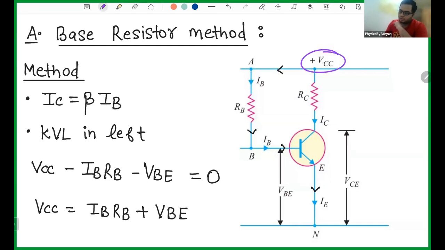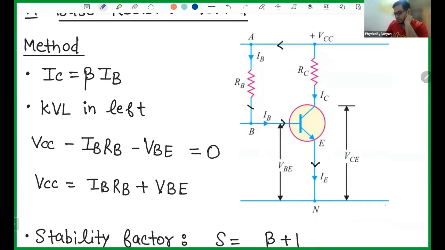So from VCC, two currents are going. One is collector current and one is base current. Collector current is going to the collector of the transistor. Base current is going to the base of the transistor. And then there is this current, which is emitter current. And this thing is known as ground.